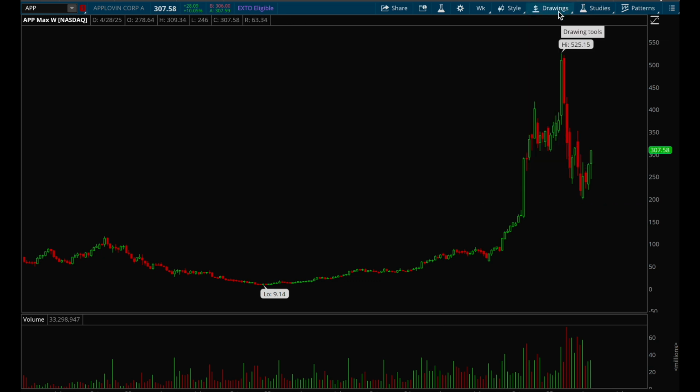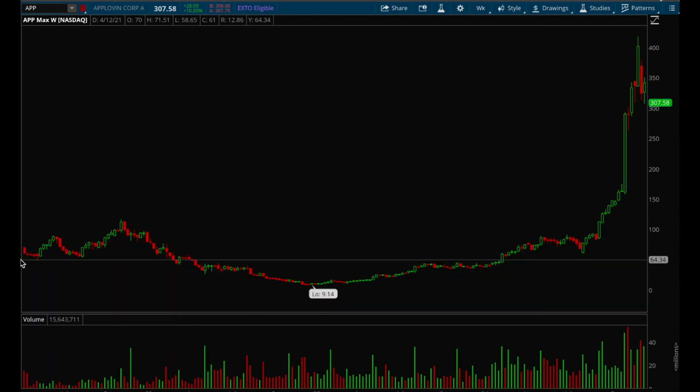How to properly bottom fish stocks. And when I say bottom fish, I'm basically referring to how to catch the bottom of stocks, of individual names. And yeah, so let's get into it, right?